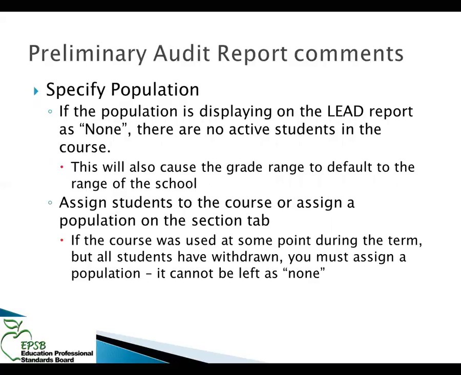means that there are no active students on the course and the population is displayed as none. You can fix it by assigning courses or assigning students to the course, or assigning a population on the section tab. If it's a future course that's going to be happening later, try to get the students on if you can.